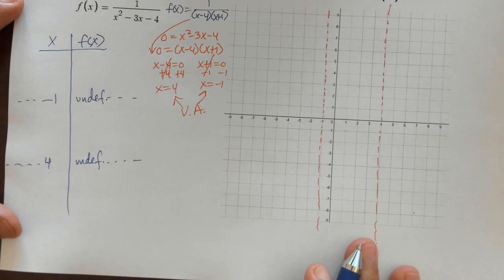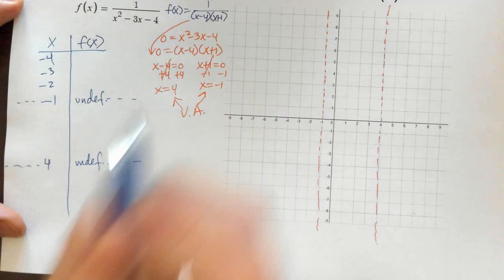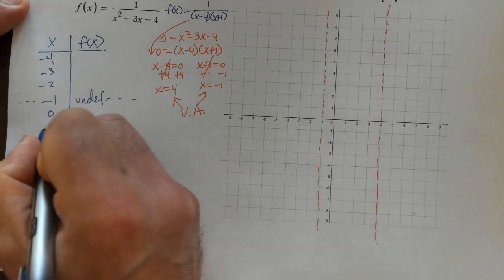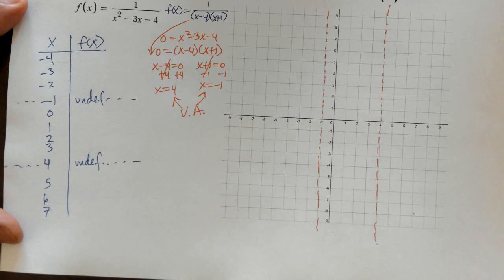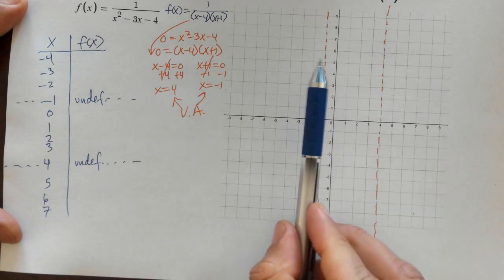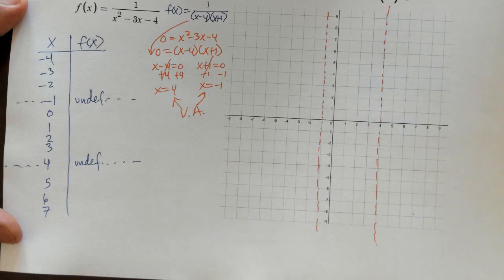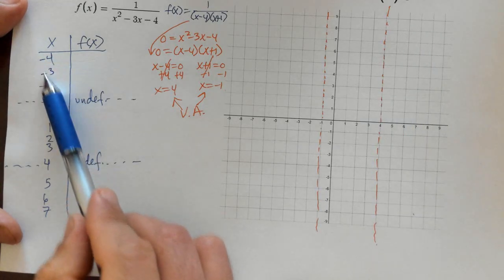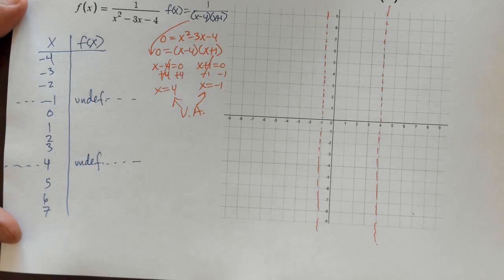Now choose points around it. Choose points like -2, -3, -4. Choose points like 0, 1, 2, 3, and then choose numbers like 5, 6, and 7. I'm going to graph something on the left, something in the middle, and something on the right. That's really what I'm looking for. So I choose enough points so that I can see what the trend says and what it shows me.